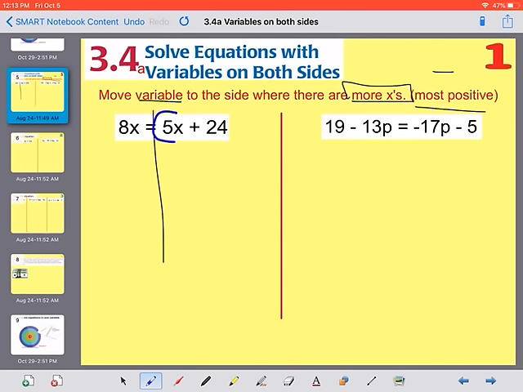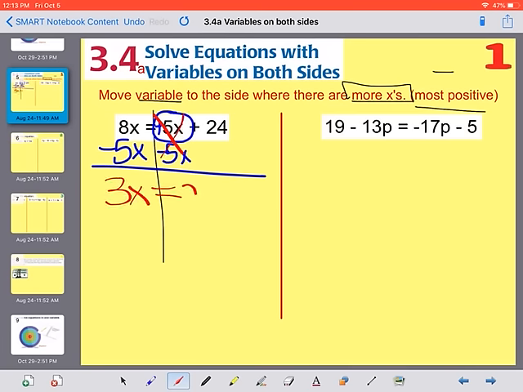So I have less over here. So to move this whole thing, the whole term is positive. It's a positive 5x. So we would have to subtract 5x to get it off of this side. So whatever I do to one side, I have to do to the other. So 5x minus 5x eliminates. And now we have 8x minus 5x, which is 3x. So all we did was move all of our x's to the same side.